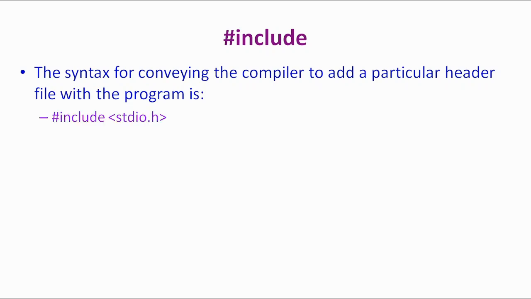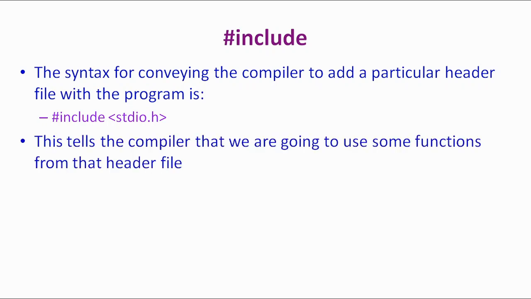For example, we include stdio.h whenever we need to use the functions contained in that header file. Adding #include stdio.h conveys the compiler that some functions from that header file are being used in the program and it needs to be added into the program before the program is submitted for execution.